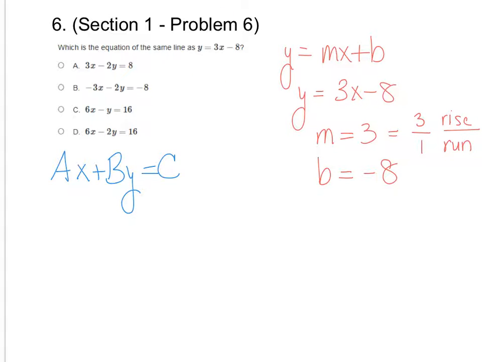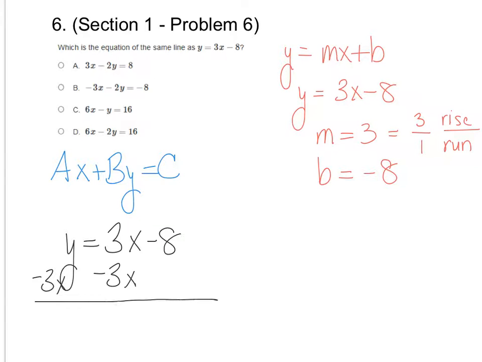So easiest, I think, would be to start with taking our given equation, which is y equals 3x minus 8, and put that into standard form. So we have our x and our y terms on the same side of the equal sign, and then our constant c on the other side, and see if it matches any of our choices. So if I want to put this in standard form, I have to get the 3x term to the other side. So I'm going to subtract 3x from both sides.